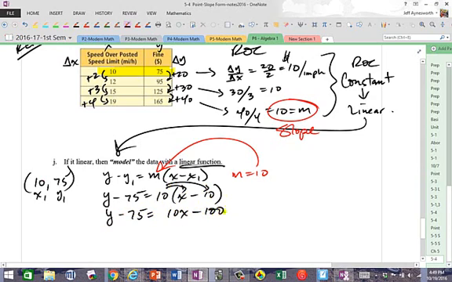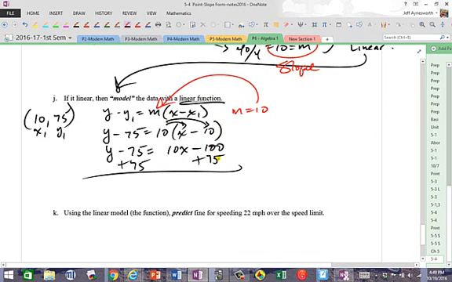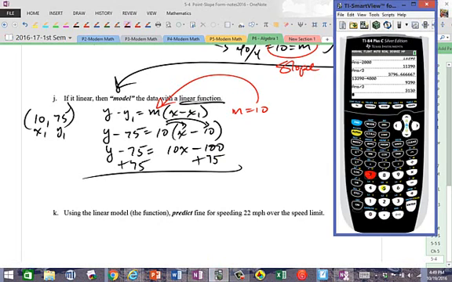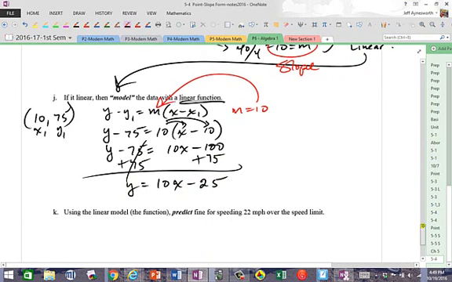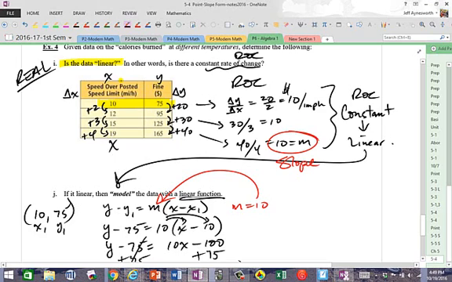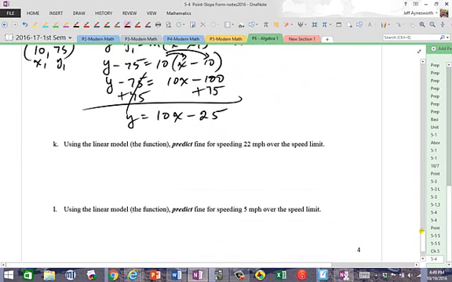Let's add 75. Be careful now. It's not 100 plus 75, it's negative 100 plus 75. Guess what? 75 minus 100, that's negative 25. So we get y is equal to 10x minus 25. And if you look at the table, x is the speed over the limit. Y is the fine, in dollars. So this right here is miles per hour, and this is the fine.